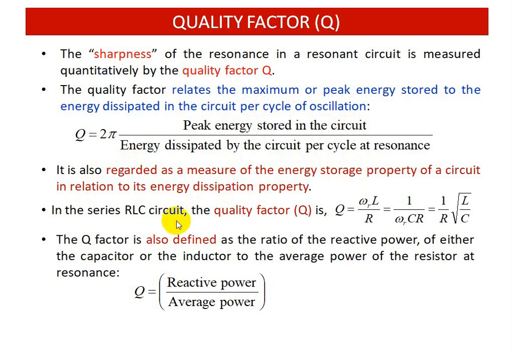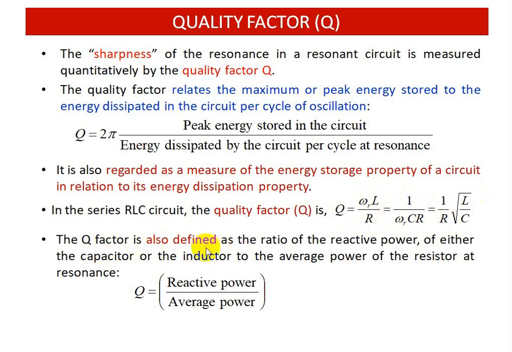In the series RLC circuit, the quality factor is given by omega R L by R. And this also will be equal to 1 by omega R C into R. This expression is in terms of L and R, and this is in terms of C and R. If we replace omega R by 1 by under root of LC in this expression, we will get the quality factor as 1 by R into under root of L by C.